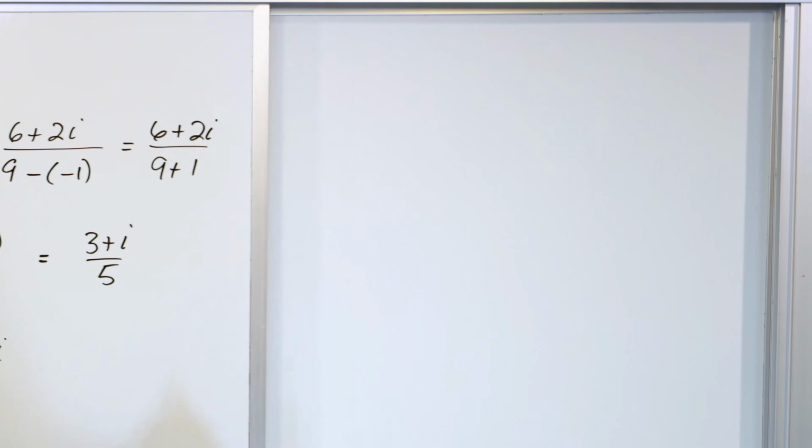All right? Not too hard. Dividing complex numbers essentially becomes multiplication. But when you really think about it, dividing any number really becomes multiplication.